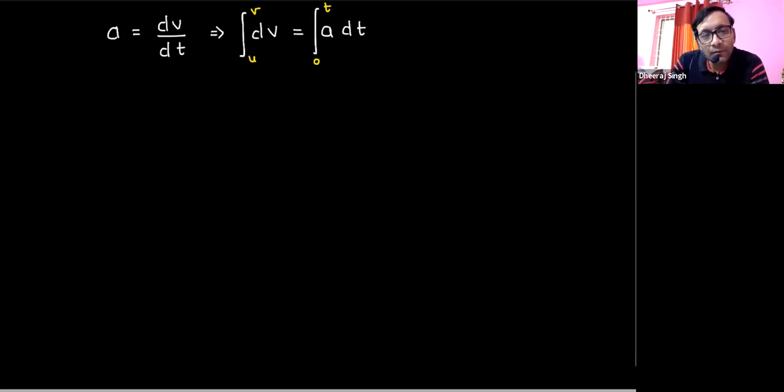All right, so now you can take A out of the integral because A is constant. Fine. So you'll have integral of dv. What will it be? V only. And then you substitute the limits, V minus U, upper limit minus lower limit. This is equal to A into T. From here, V is equal to U plus AT.